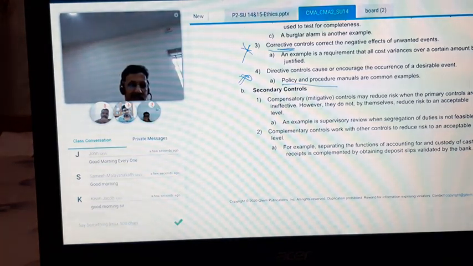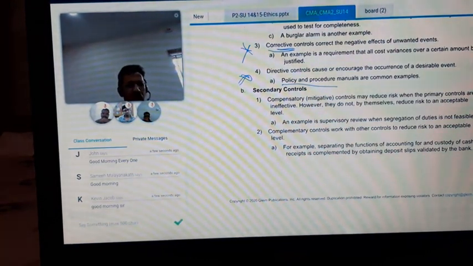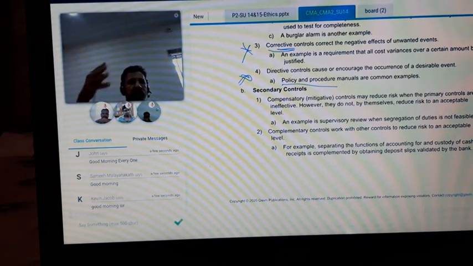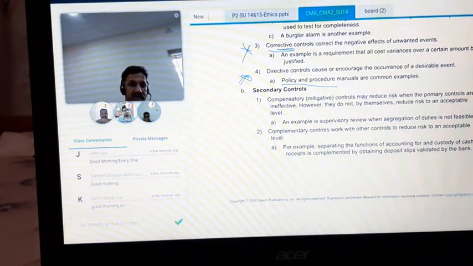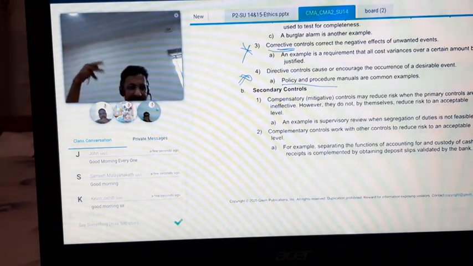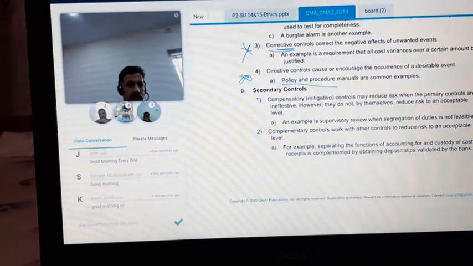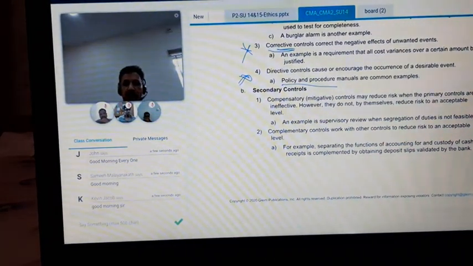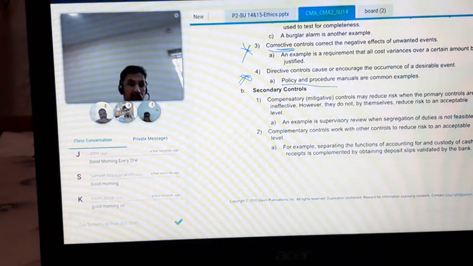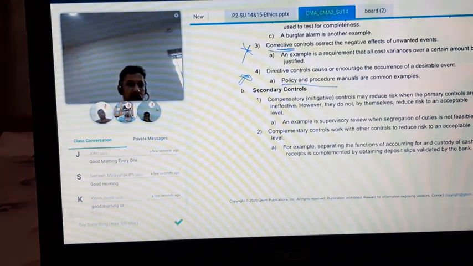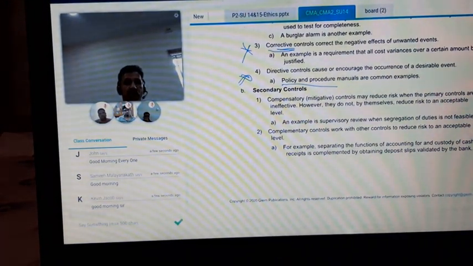Like say segregation of duties is what is needed, but because of the size of the organization you are not able to have it. Then you can have the weekly verification, reconciliation of the cash. So that is a compensatory control. When segregation of duties is not feasible, you can have a supervisory review. So that is an example of a compensatory.